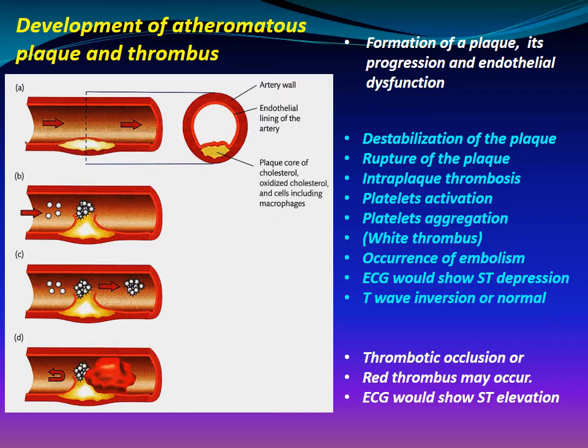ECG would show ST depression, T wave inversion, or normal. Figure D shows red thrombus formation and thrombotic occlusion.